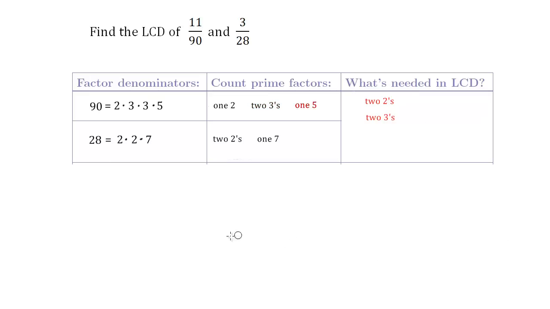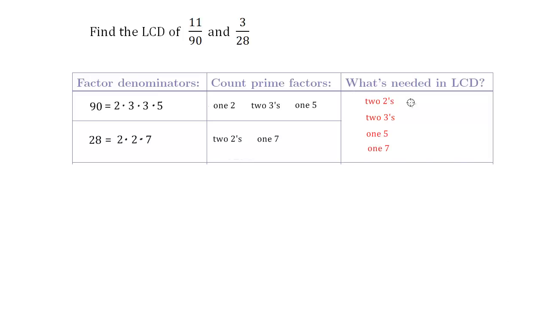Next, we consider the number of 5s, and 90 is the only factorization that has any factors of 5. 90 has 1 factor of 5, so that's what's needed in our LCD. And finally, we take a look at the factors of 7. 7 only occurs in the factorization of 28, and it occurs 1 time. That means we need 1 7 in our LCD.